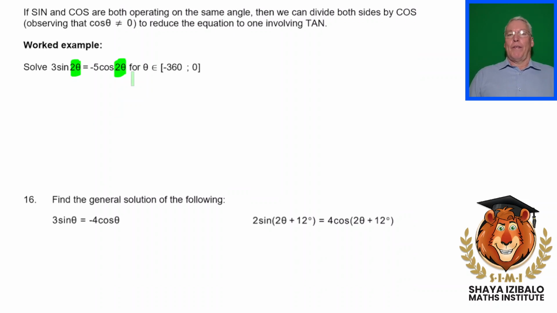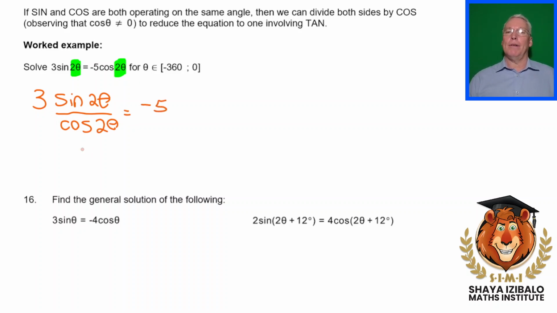So, we've got the same angles, and so what we're going to do is divide both sides by cos 2 theta. So this is going to be 3 sine 2 theta over cos 2 theta. And on this side, when we divide by cos 2 theta, we're just left with minus 5. Next up, we divide both sides by 3. But remember that sine divided by cos is tan. So what we've actually now got is tan 2 theta is negative 5 over 3. And this is what I call a vanilla flavored trig equation. It's actually quite straightforward from here. Now we can proceed exactly as normal.